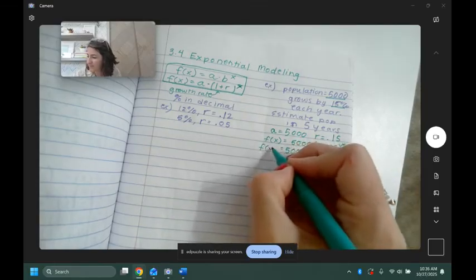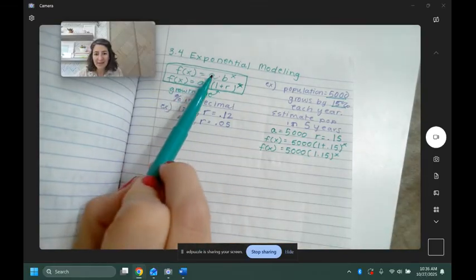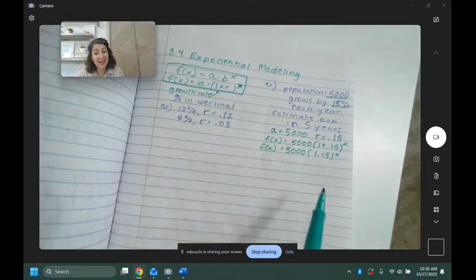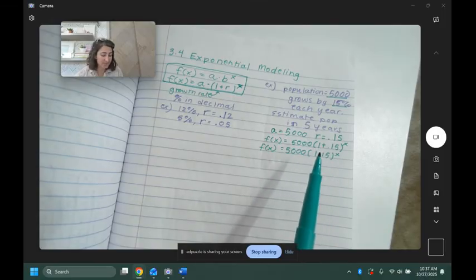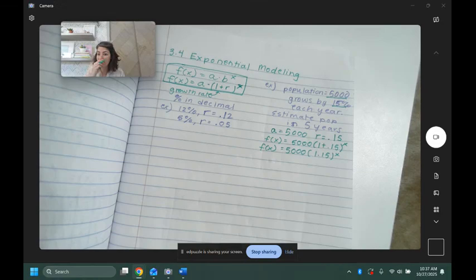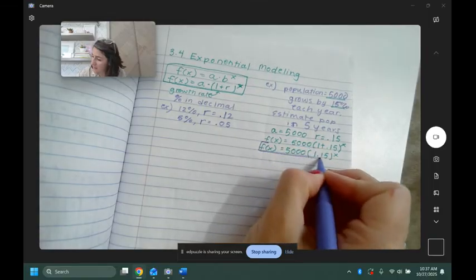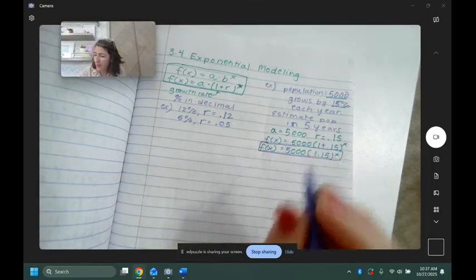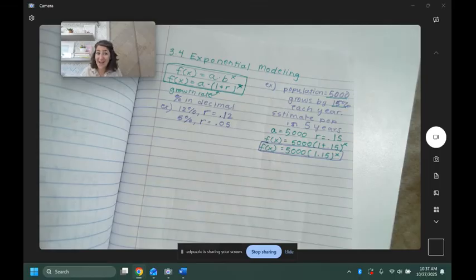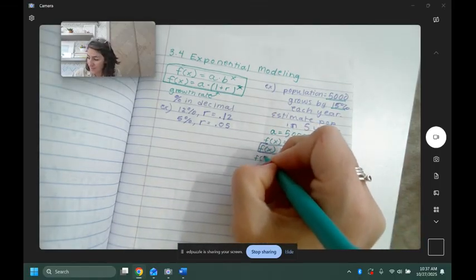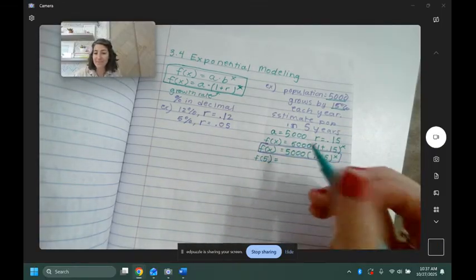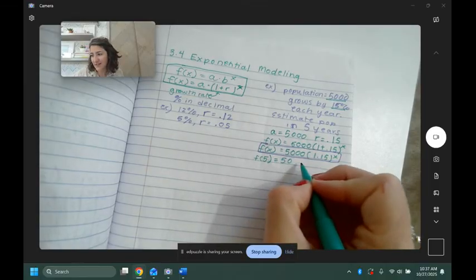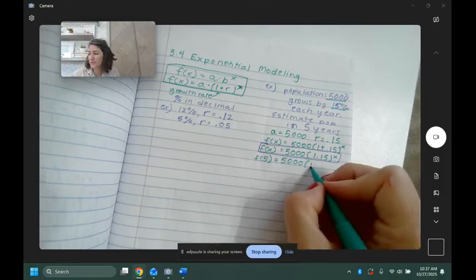This would be like in this top form, a times b to the x. This is it. So my growth ratio or common ratio is 1.15. So this is your equation. Then it asked me to estimate the population in 5 years. Now, of course, it's not going to be exactly accurate. It's just an estimation. A lot of real things happen when I'm estimating population. But with these kinds of exponential models, you can usually get pretty close.